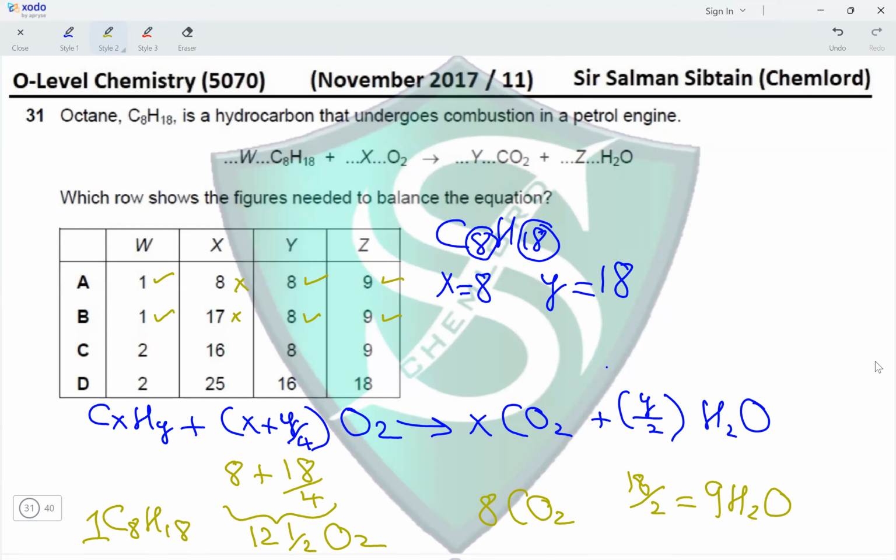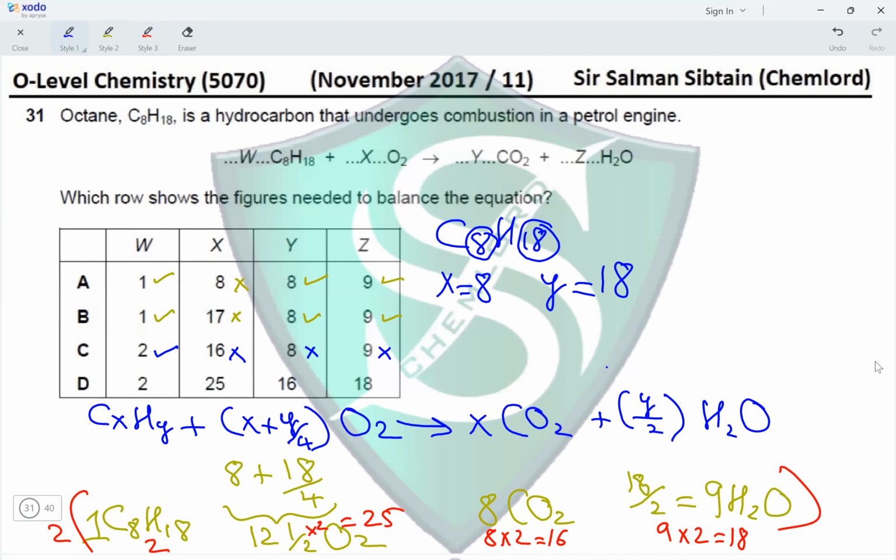And the other ones have 2 moles of CxHy. So if we have 2 moles of C8H18, 12.5 into 2 gives us 25 moles of oxygen, 8 into 2 gives us 16 moles of CO2, and 9 into 2 gives us 18 moles of H2O. So now the values would become 2, 25, 16, and 18. So 2 is present, but 25 is not there in option C, 16 is not there in option C, and 18 is not there in option C.